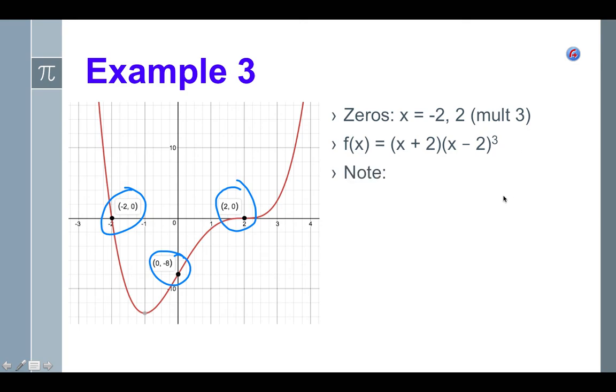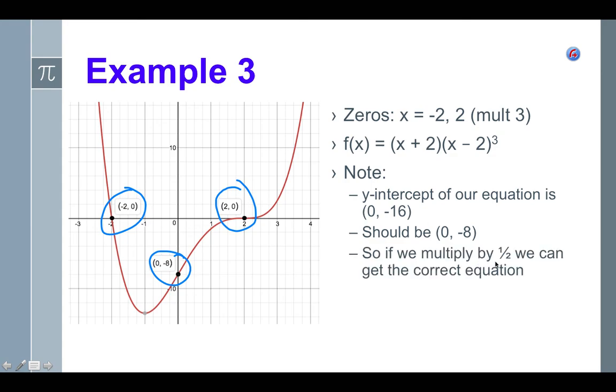Then we do our little notes. We need to note, from our guess, the y-intercept is negative 16. But it's supposed to be negative 8. Well, again, it's very easy to change a 16 into an 8 by cutting it in half. So what we do is we just simply multiply by 1/2 to get the correct equation, and we get this. We just put the 1/2 in front of our two factors, and we get a final answer.